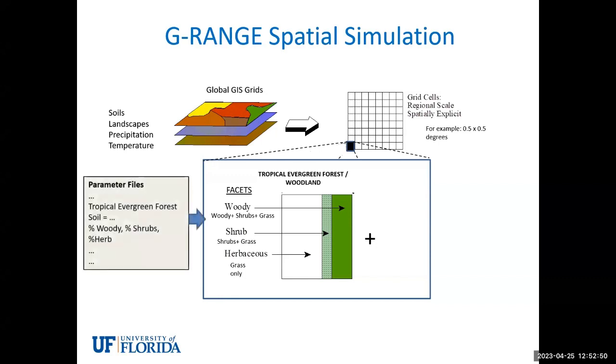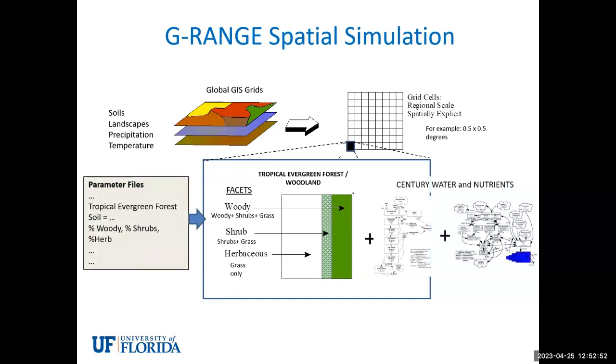What you also get, well, these are parameter files, and then you also have the Century model for water and nutrients. So you can do detailed long-term carbon, you can look at nitrogen, you can look at a lot of outputs that Century gives you, but you get more management and spatial delineation, which is quite handy.